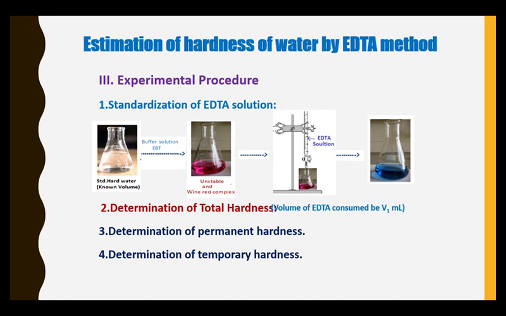Similarly, for the determination of total hardness, the experimental procedure remains the same as in standardization, with one small change: instead of standard hard water, we take a test sample whose hardness is to be determined. To that sample, with a known volume, add buffer solution and EBT indicator, which turns wine red, and again titrate. Now the EDTA has been standardized in the standardization step.